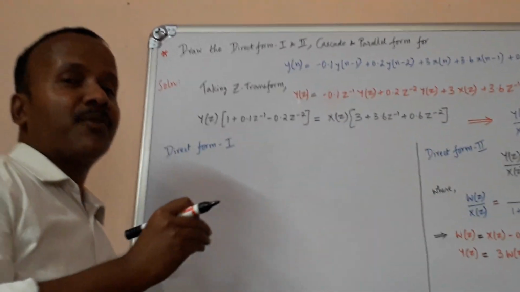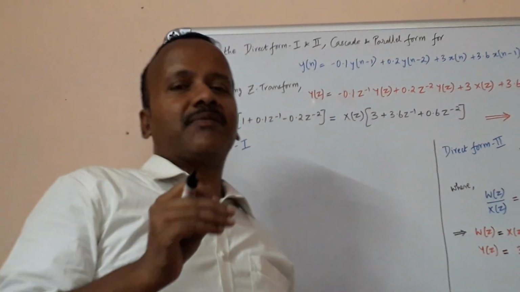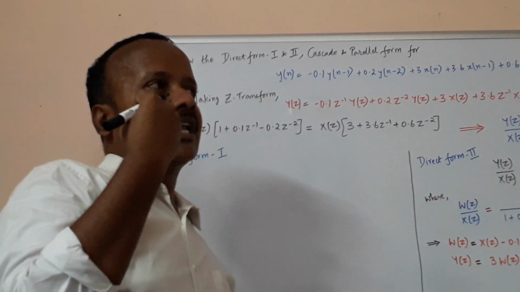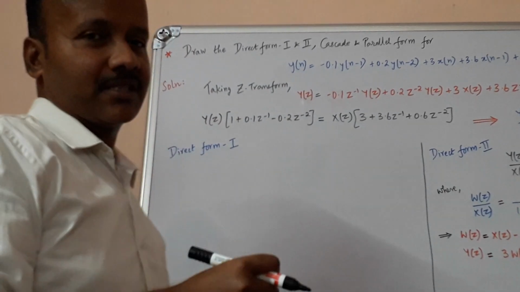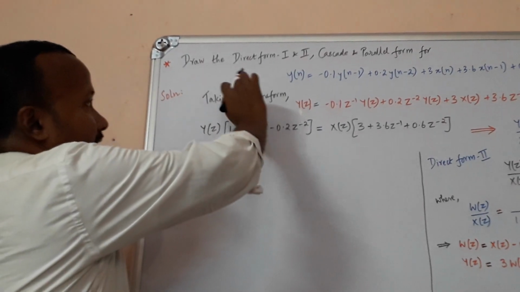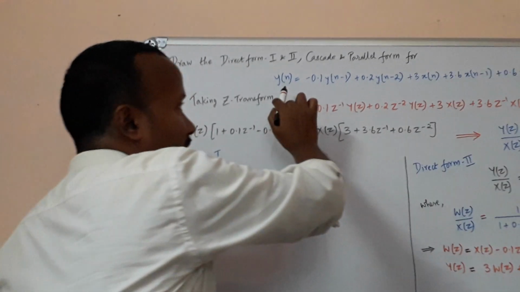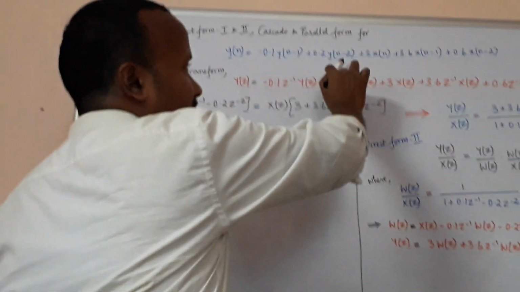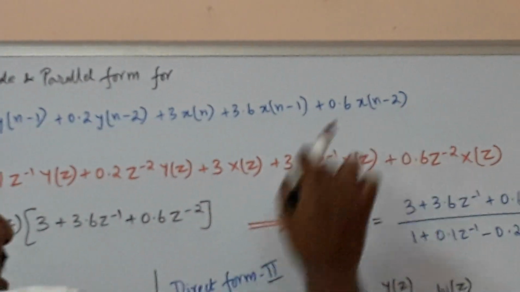Today we are going to see an important problem in realization of IIR filters, which is otherwise structures of IIR filters, how in different forms we can draw the IIR systems, how we can construct. The important problem is draw the direct form 1, direct form 2, cascade and parallel form for y of n equal to minus 0.1 y of n minus 1 plus 0.2 y of n minus 2 plus 3 x of n plus 3.6 x of n minus 1 plus 0.6 x of n minus 2.